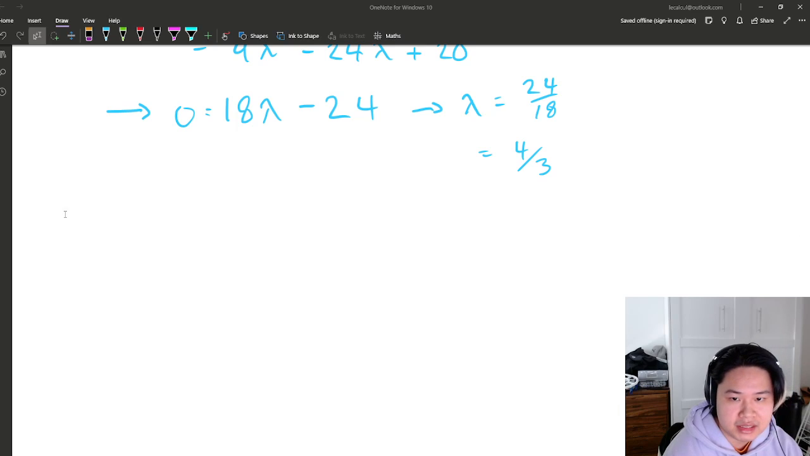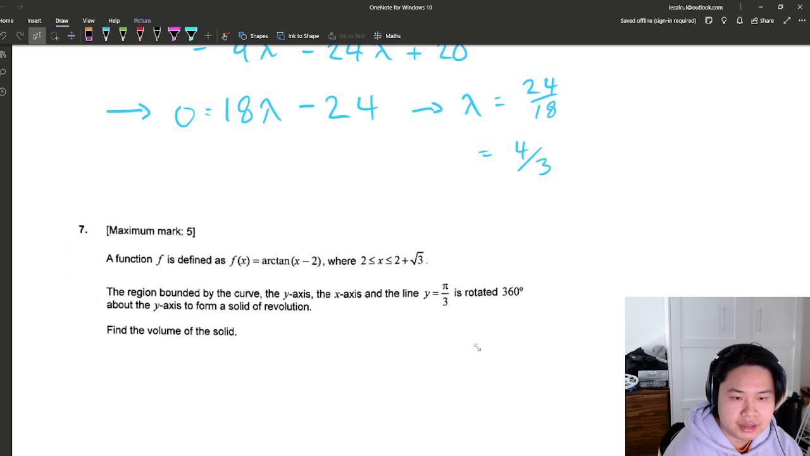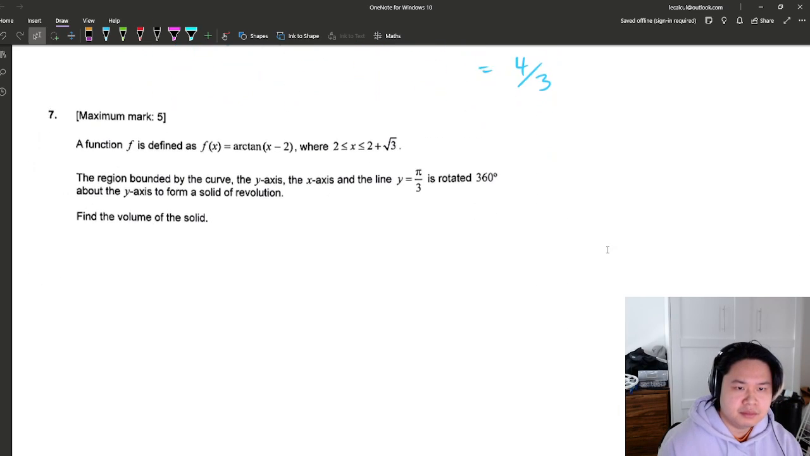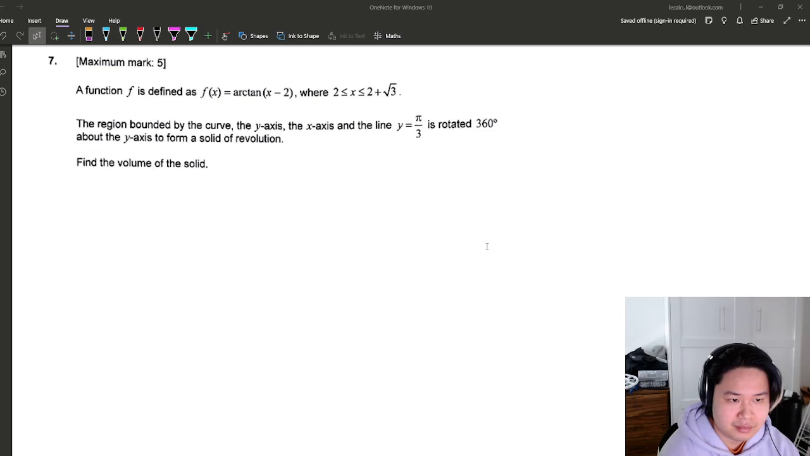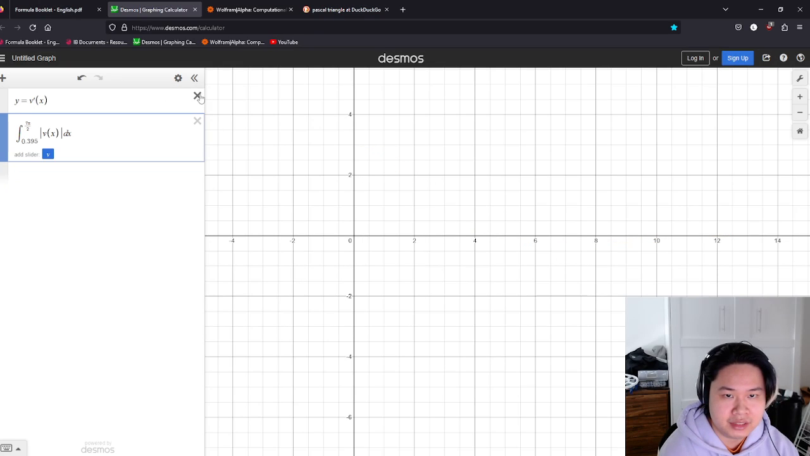Okay, next up is a volume of rotation solid. You have a graph, it's arctan(x minus 2), and then you're going to rotate it around the y-axis. First off, just so that you have a visual of what arctan looks like.